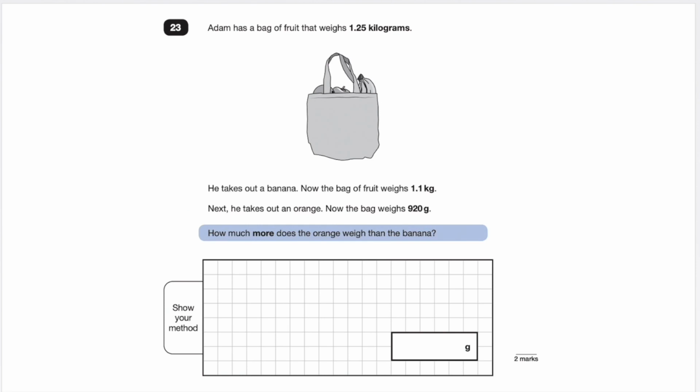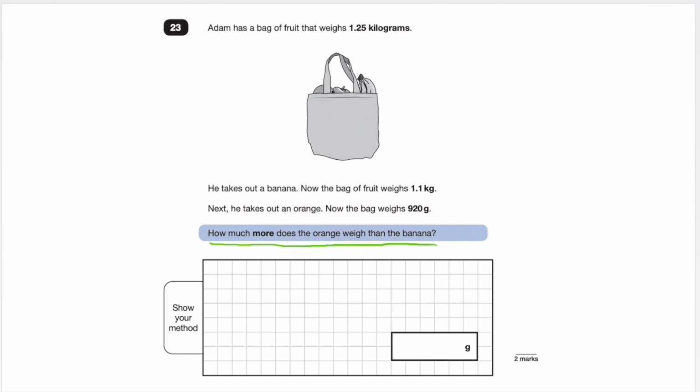Question 23. Question 23 says, Adam has a bag of fruit that weighs 1.25 kilograms. And then it says he takes out a banana. Now the bag of fruit weighs 1.1 kilograms. Next, he takes out an orange. Now the bag weighs 920 grams. But then here's the question. How much more does the orange weigh than the banana?